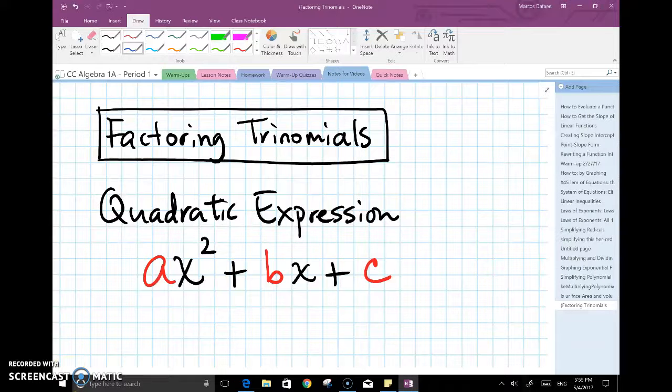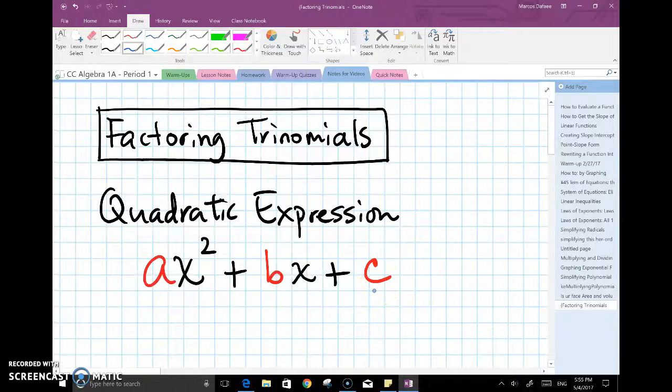Hi everybody, in this video I'll be talking about how to factor trinomials. Factoring trinomials involves quadratic expressions such as this one, where we have two coefficients a and b, and a constant, denoted by the letter c at the end.